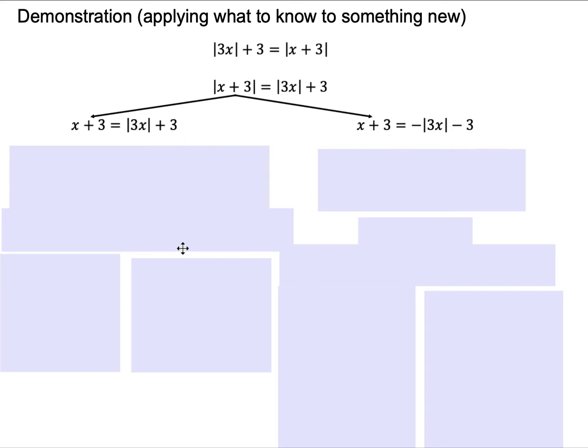Now let's go down this side. We're trying to get the absolute value by itself so we can split it again. So let's get rid of the plus 3. We're going to do -3 on both sides.